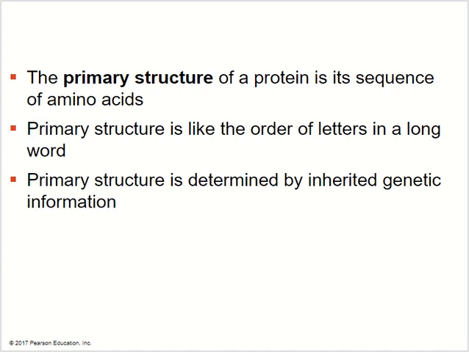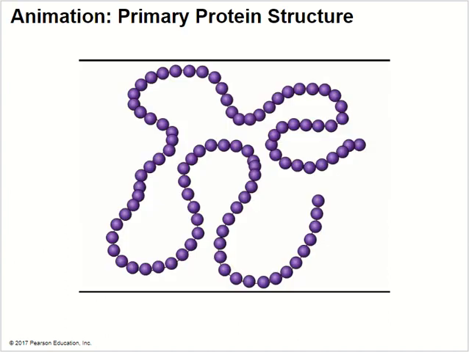The primary structure of a protein is its sequence of amino acids. Primary structure is like the order of letters in a long word. Primary structure is determined by inherited genetic information, going all the way back to how our DNA nucleotides are sequenced and ordered.